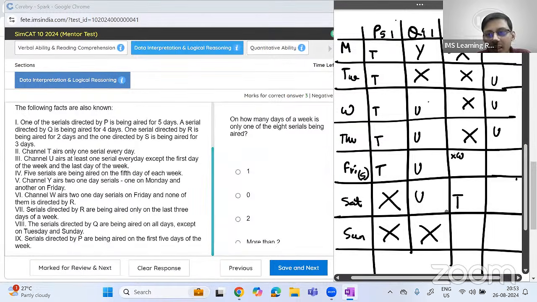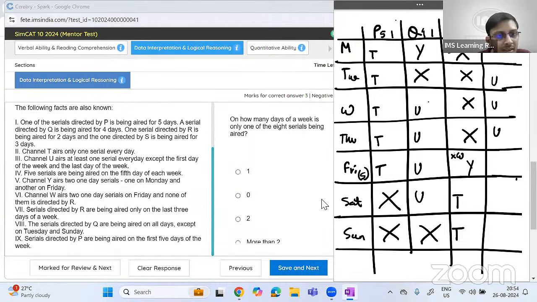So I think this is correct. These two will be T. And W, two 1 day serials. Now see, this cannot be W, so this will have to be Y. Y is there one on Monday. I think this is working out. One on Monday, one on Friday. This is the Y on Friday. And we also need a Y on Monday. We have that. And W will have two 1 day serials.